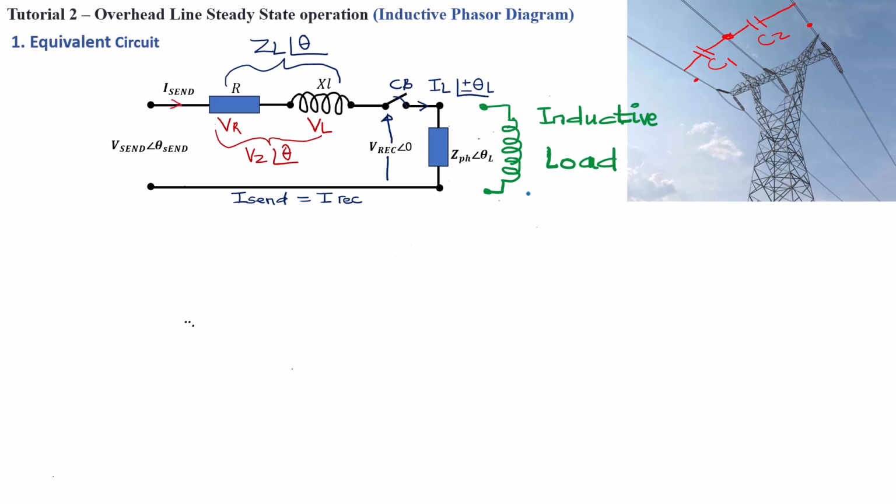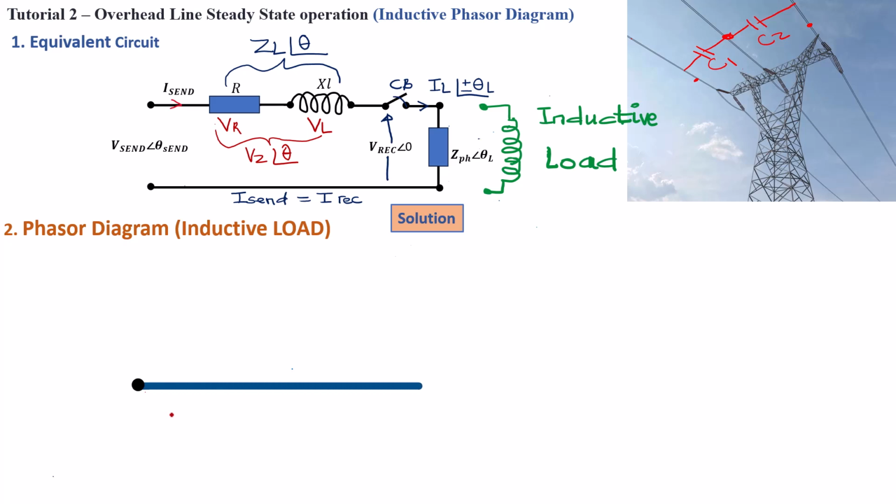Now that is a key point you need to understand so that you can start drawing your phasor diagram. Now let's go ahead and start drawing this phasor diagram. Great. So first you need your origin, the starting point of everything. So this is our origin here. Then you need to draw the reference voltage, which is VREC at 0 degree angle. And we draw our VREC.